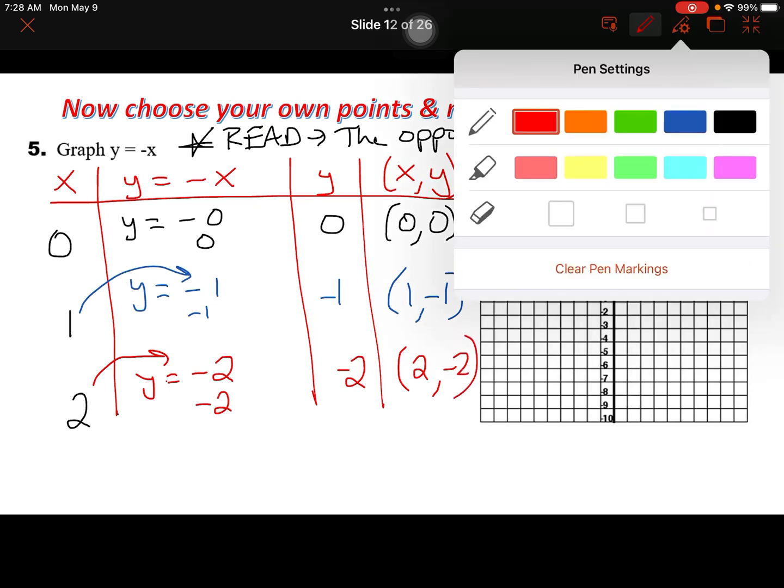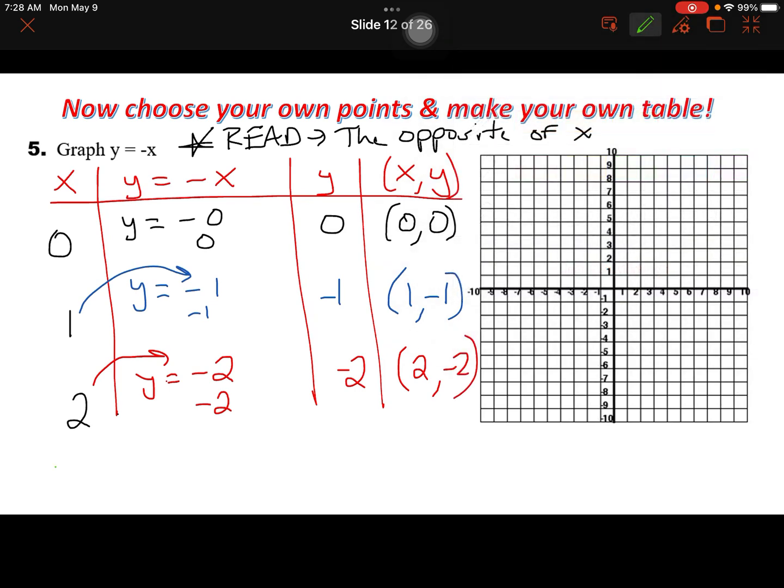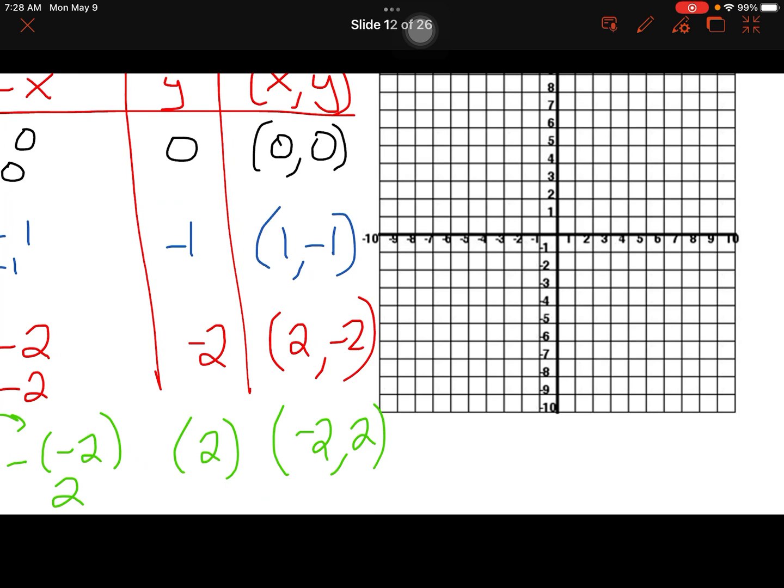Now, where it comes into play is if I were to give you, say, for example, negative 2. So now, when I plug it in, it would be saying the opposite of negative 2. Well, the opposite of negative 2 would be positive 2, and so the ordered pair for that would be negative 2, positive 2. All right, and in a moment as we graph it, you might see that that would actually work.